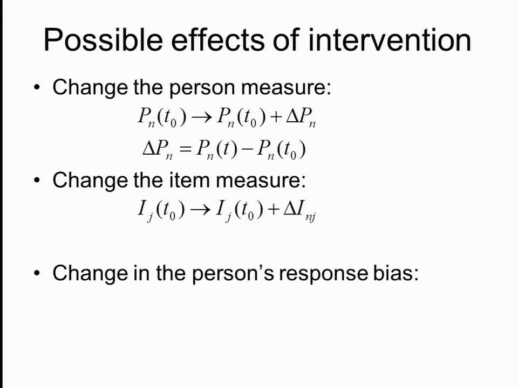We could also get a change in the item measure. The notation's the same. We have an item measure for item j at time t0, baseline, and then we could change it up or down. So the change here is just the difference between those two.